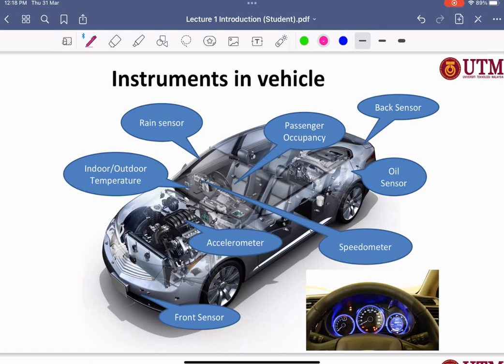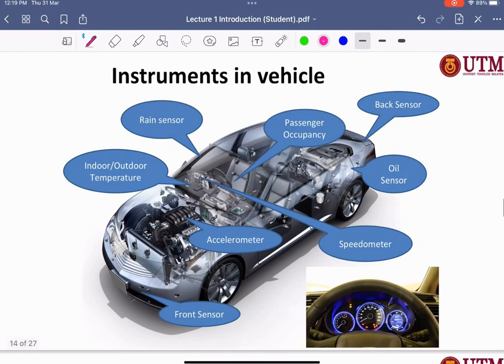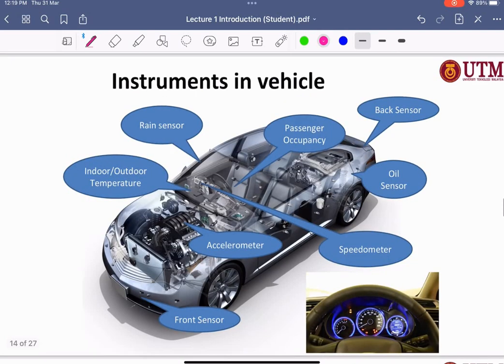Right, so there are a lot of instruments in the electric car. For example, a lot of things. The more important thing is to check the capacity of the battery and so on. Right now, the industry, the automotive industry, is moving into IoT.